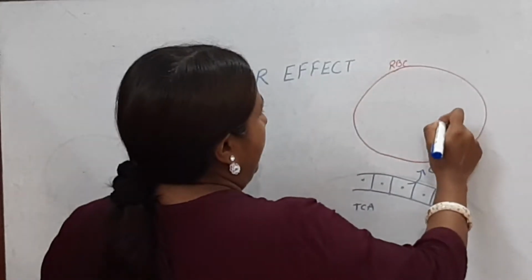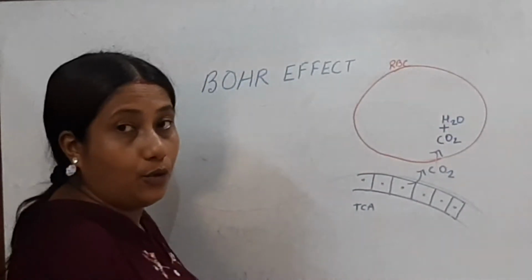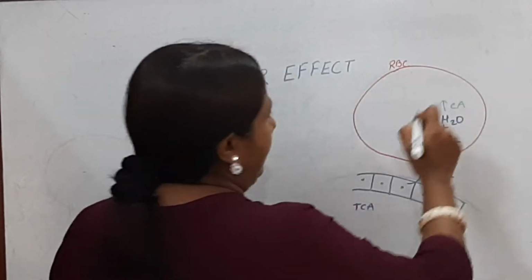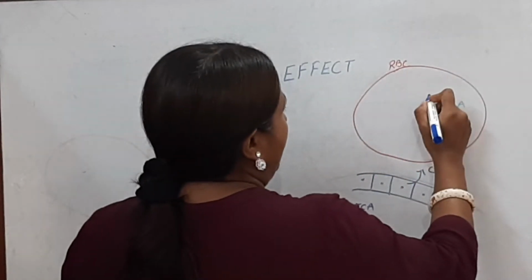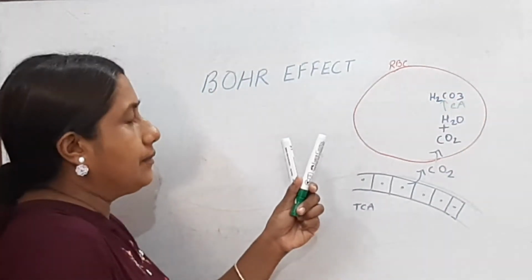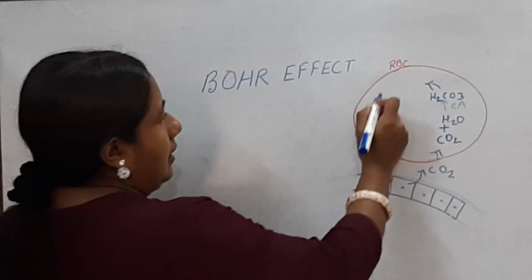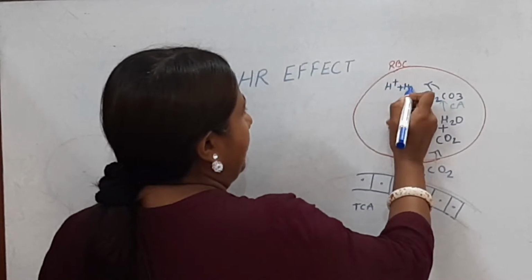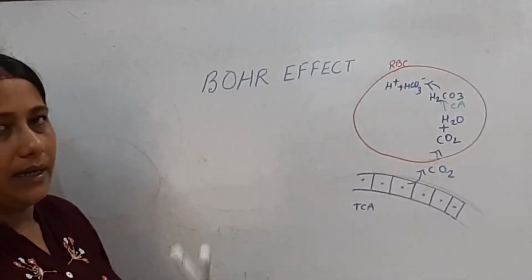Now this carbon dioxide combines with a water molecule in the presence of an enzyme called carbonic anhydrase, for that I am writing CA, carbonic anhydrase. This carbon dioxide and water produces carbonic acid, H2CO3. That is carbonic acid. Further, in the presence of carbonic anhydrase, this carbonic acid dissociates into a proton, that is the H+ ion, and bicarbonate ion, HCO3 minus. Right? So H+ ion and HCO3 minus.